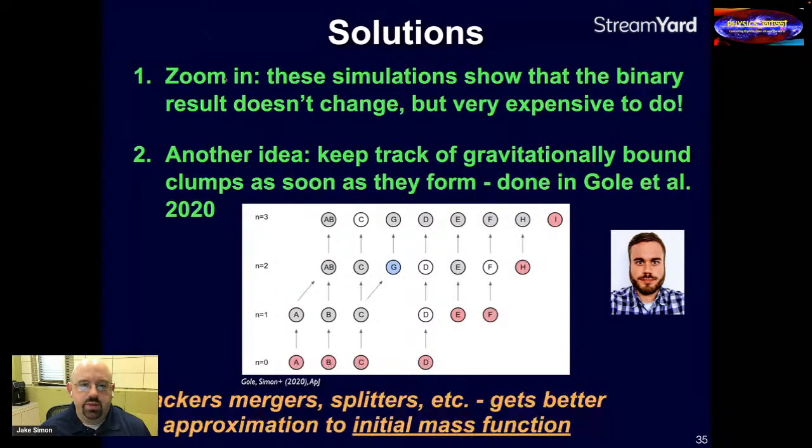If you wanted to do one of these zoom-in calculations for every single planetesimal formed in one of these gas dynamic simulations, that would take a very, very long time. But another idea was developed by my former graduate student, who's now in industry in the US. He developed a way to keep track of each gravitationally bound clump as soon as they form. You don't have to understand this plot; it's just a logical diagram showing that certain clumps will merge and other clumps will split apart. The trick is that you keep track of all this and only look at the clumps once they form.